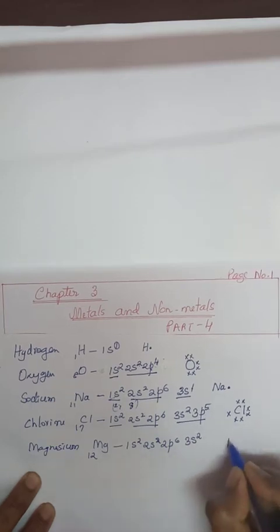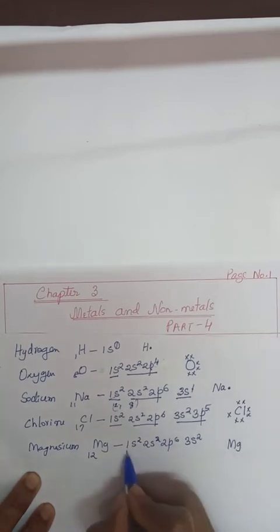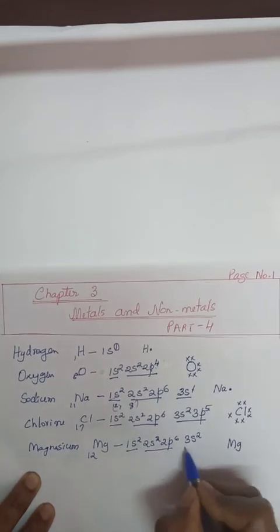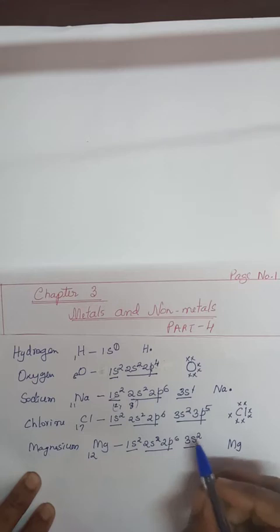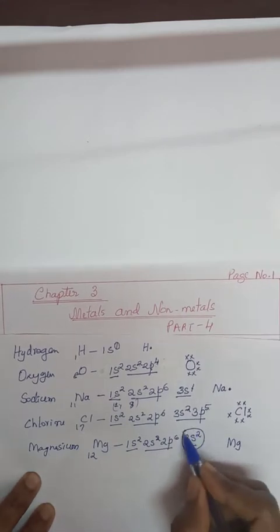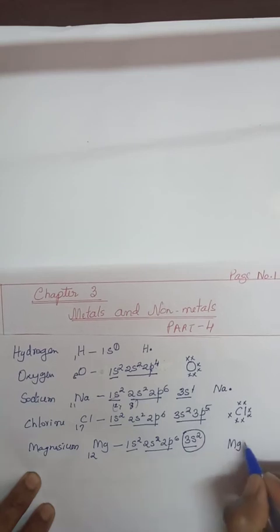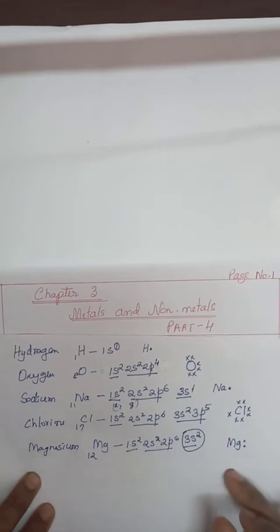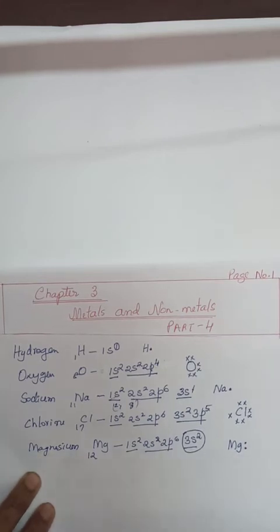Magnesium, Mg, 2 electrons, 8 electrons, 2 electrons. For magnesium, it is easy to lose these 2 electrons from the outermost shell. Write how many electrons here? 2. Write 2 dots. This is the dot structure of the magnesium atom.